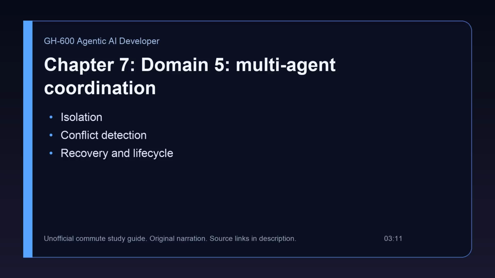Chapter 7. Domain 5. Multi-agent coordination. Key points: isolation, conflict detection, recovery, and lifecycle. Multi-agent workflows are not just many agents running at once. They're coordinated systems with roles, boundaries, handoffs, and recovery.